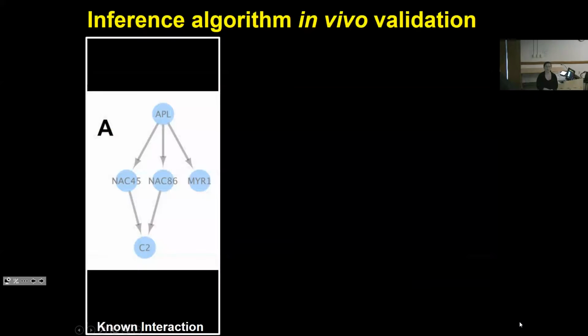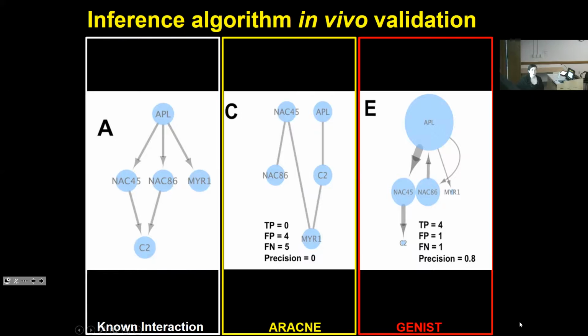An additional way that you should validate a new algorithm is by using in vivo data. So for example, here is an example of a known network in a cell type in the root where we have these master regulators, downstream genes, et cetera. And so we compare our new algorithm with an existing algorithm, mainly the one that is often used, ARACNe. And what you can see here, well, it performs very well. It finds 4 true positives, 1 false negative, mainly because there is a regulation back of this transcription factor.